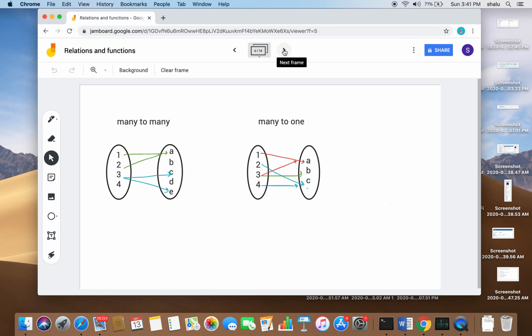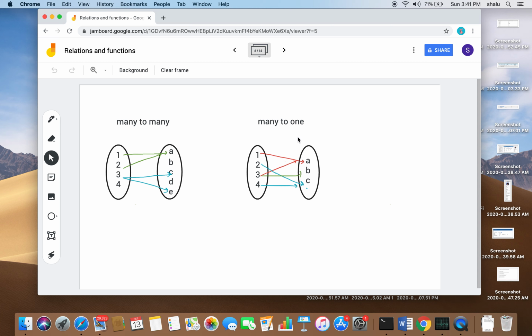Number 3 is many-to-many. That means many elements of set A can be mapped with elements of set B. Like 1, 2 are mapped with A here. 3 and 4 are mapped with C and E respectively.